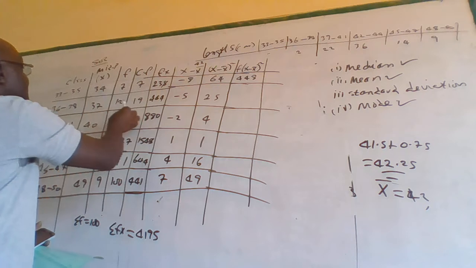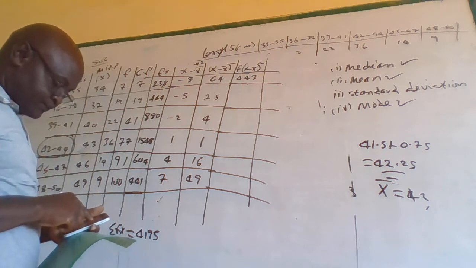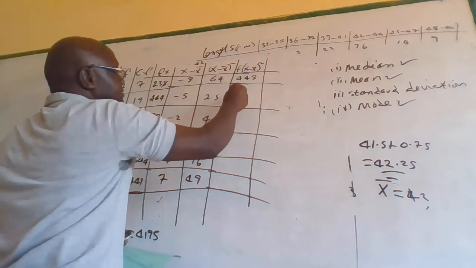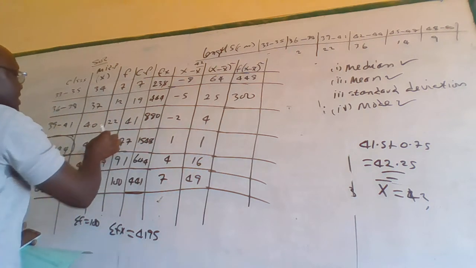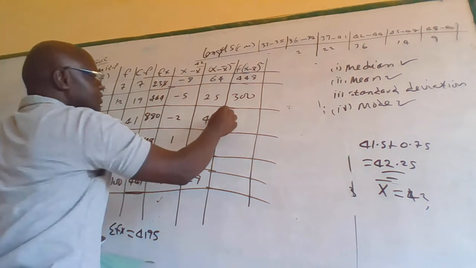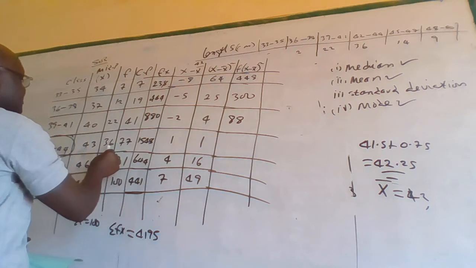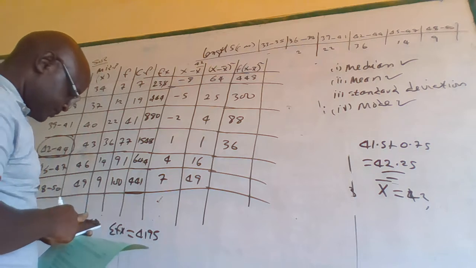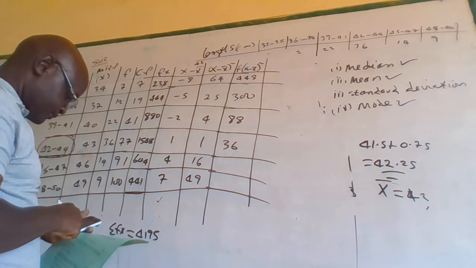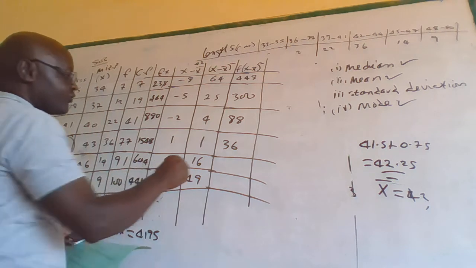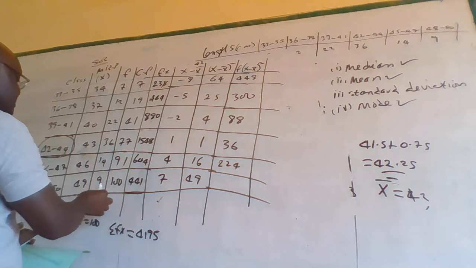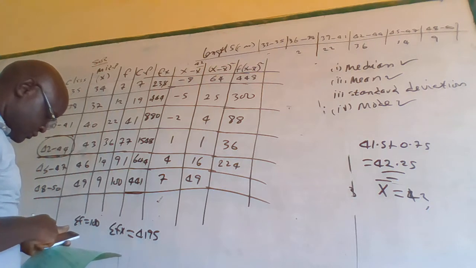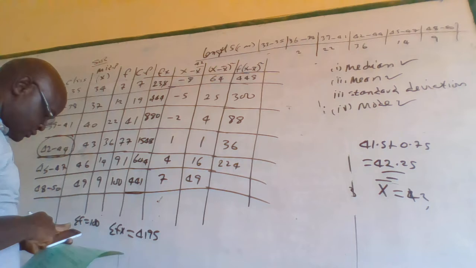And then 25 times 12, 300. Then we have 4 times 22, 88. 1 times 36, 36. 16 times 14, 224. Then you have 49 times 9, 441.